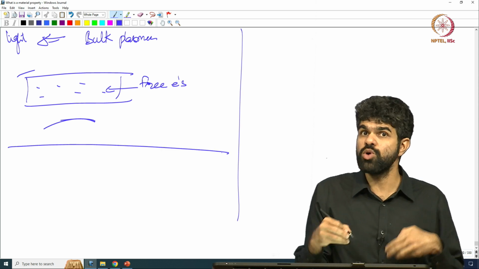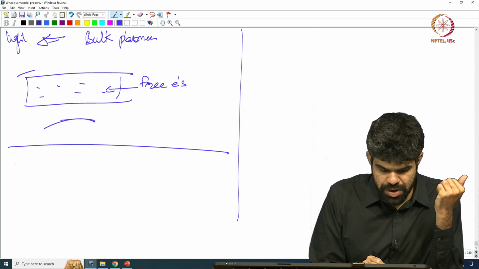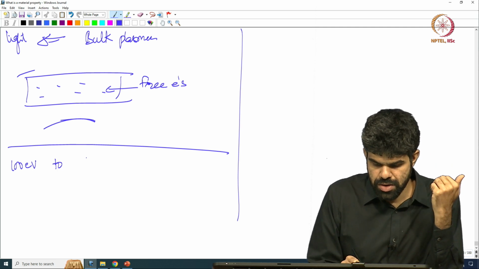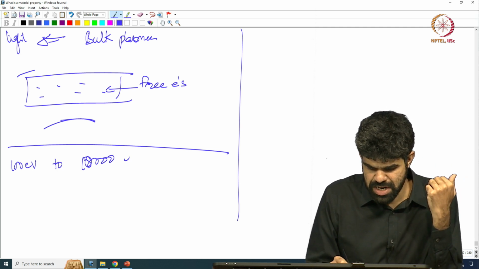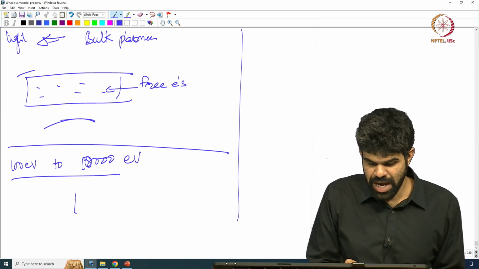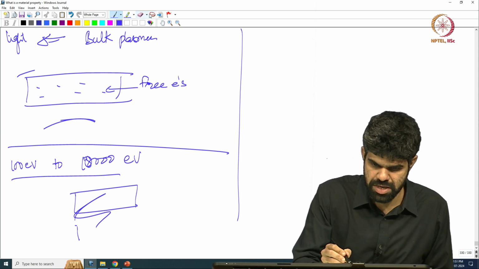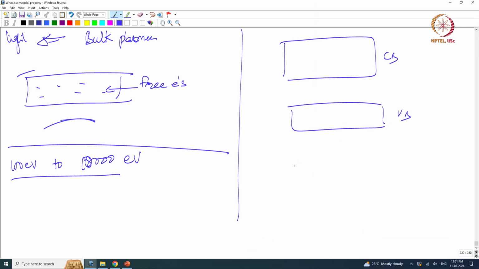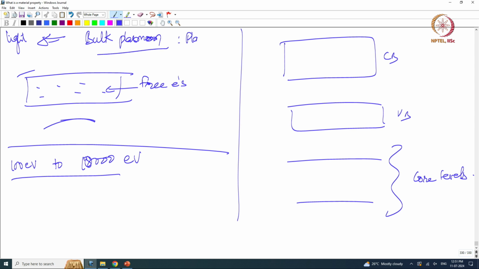Now I can go further higher in the energy scale. If I use energy scales in the order of 100 eV to 8,000 or 10,000 eV, 10 kV, I will go deeper. Let me draw it here. I have a conduction band, a valence band, and other core levels. These are all core levels. For me to excite an electron from the core level to one of these empty states in the conduction band, that is in this energy range.